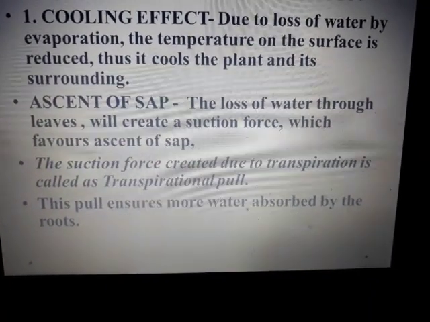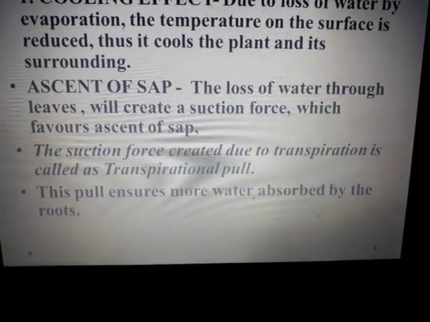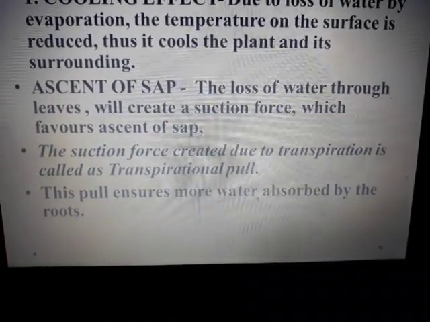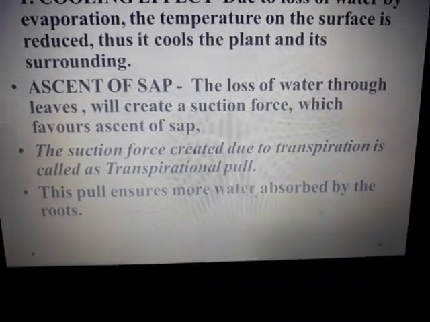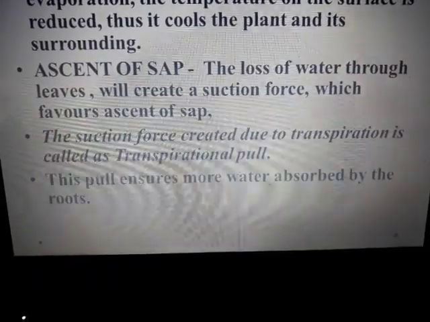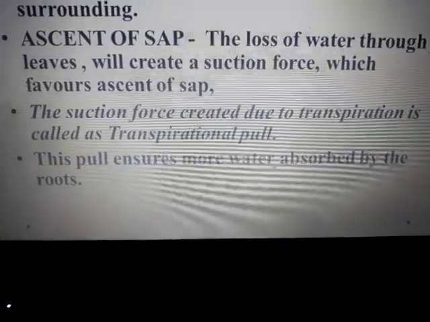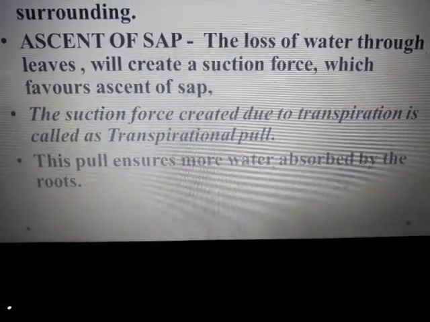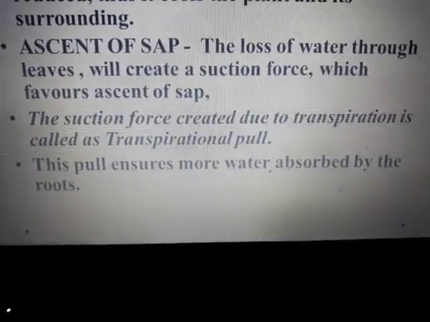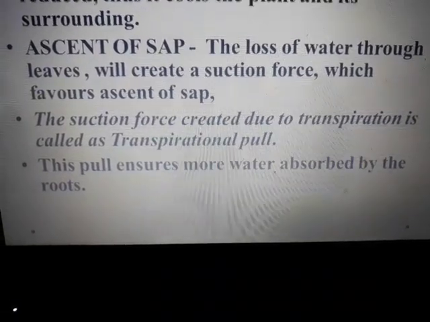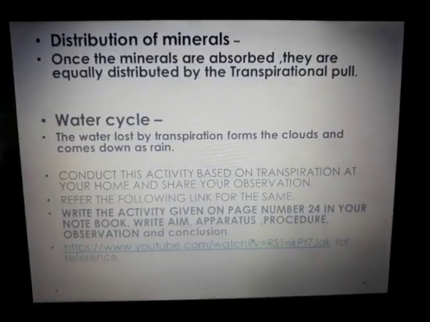Next, it leads to ascent of sap. Ascent of sap will lead to the suction of more water from the roots. The suction force created due to transpiration is called transpirational pull. It's an important definition, children. You'll have to learn this. This pull ensures more water is absorbed by the roots, just as I told you now.